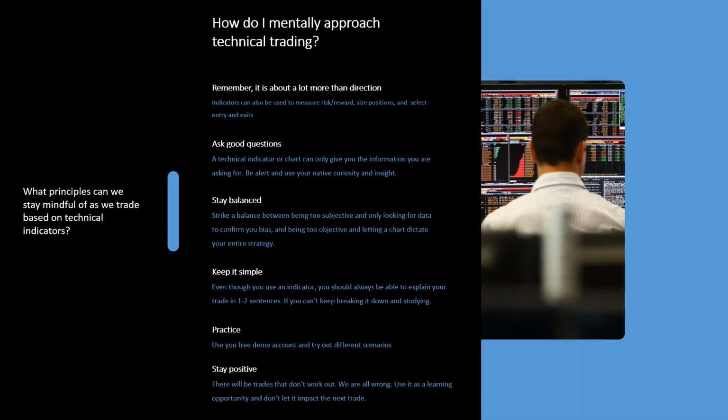Keep it simple. This is a huge area of opportunity, again, especially for newer traders. If you're using an indicator, and maybe you're using 5 or 6, you should always be able to explain a trade in 1 sentence or less. If you can't, you've got to learn more, keep breaking it down, keep studying, and keep understanding it.